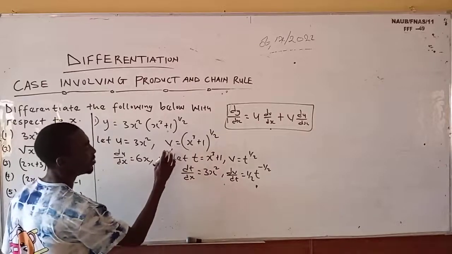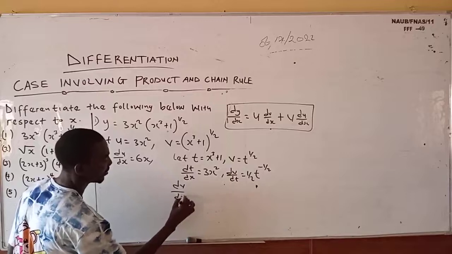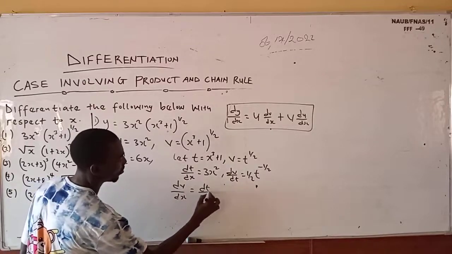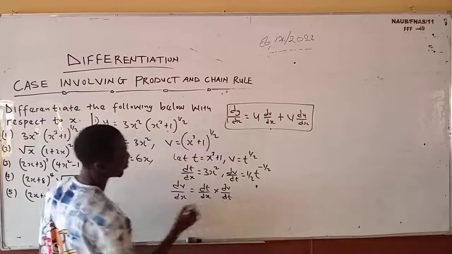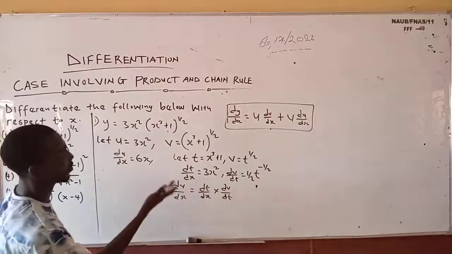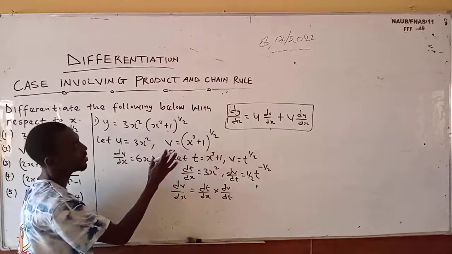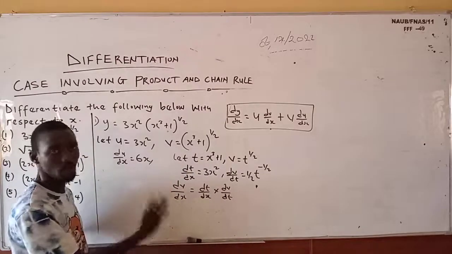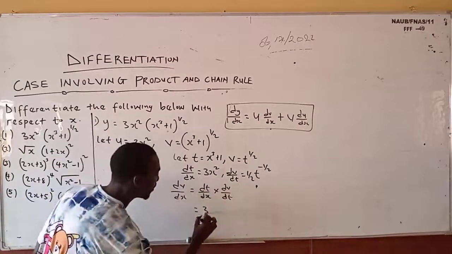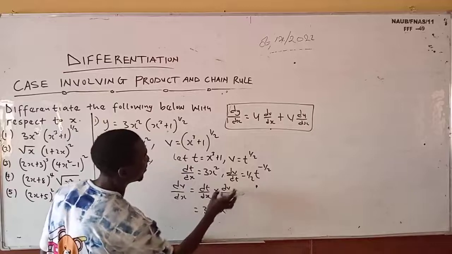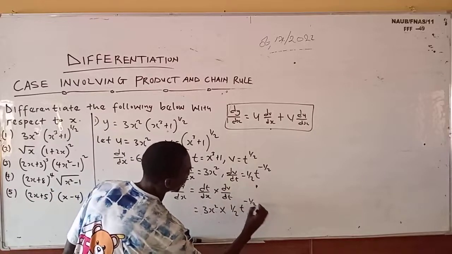So now we can find dv/ds. The dv/ds is equal to dt/ds multiplied by dv/dt. So this is the chain rule that we are talking about. This is the chain rule. We use the chain rule to differentiate dv/ds. You get this now. So now dt/ds is nothing but 3s squared, times dv/dt, which is nothing but half t to the power of minus 1 over 2.